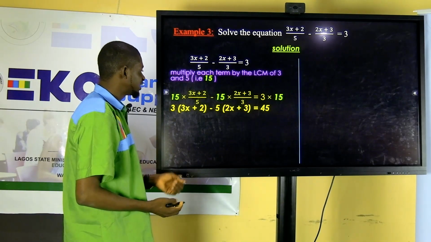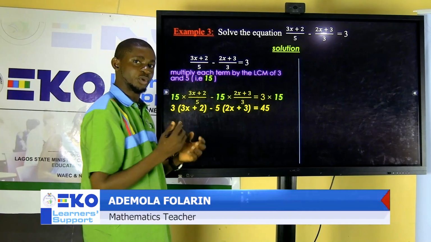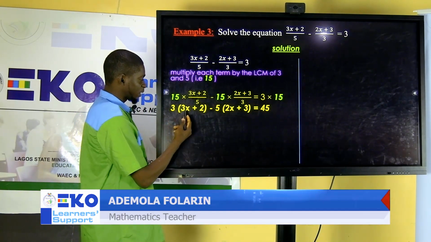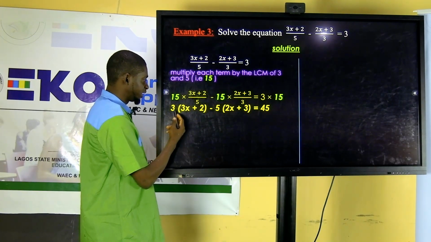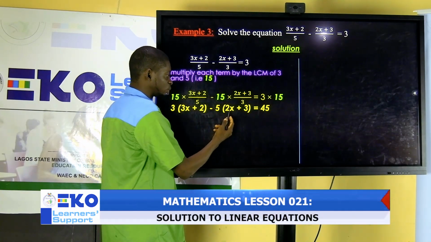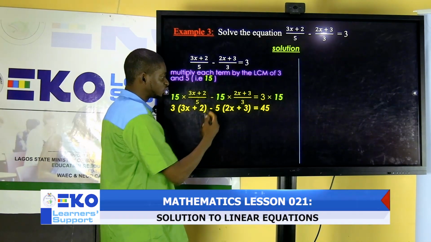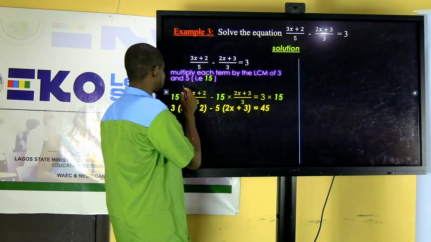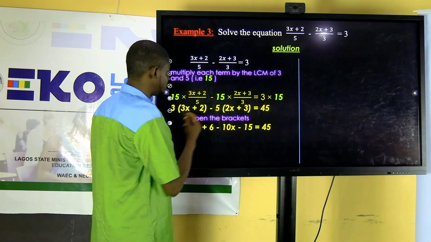Now that we are done with that, the next thing for us is to open the bracket. To open the bracket, 3 multiplied by 3x will be 9x. We use this 3 again to multiply 2. We get 6. Minus 5 is used to multiply 2x. It will give us minus 10x. Minus 5 is used to multiply 3. It will give us minus 15 equals 45. That's our opening of bracket. So we have it this way.